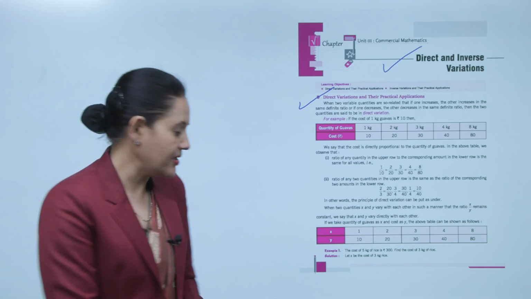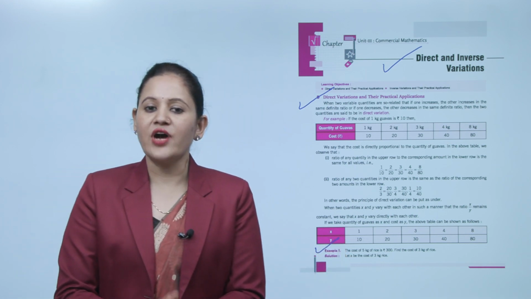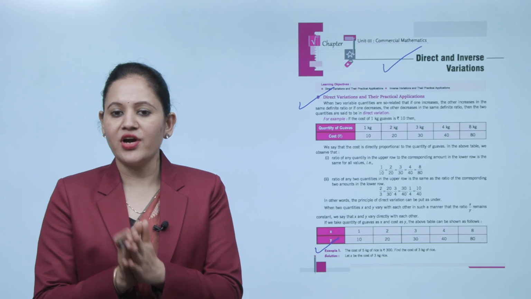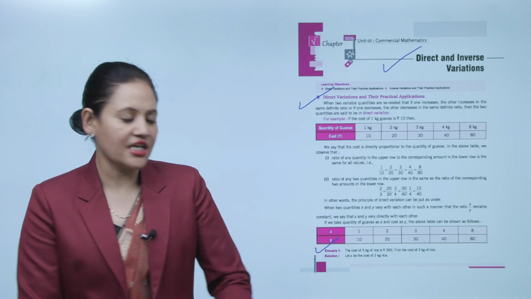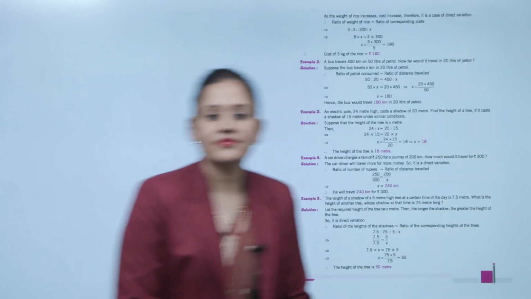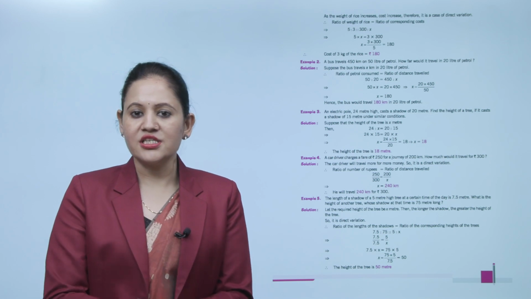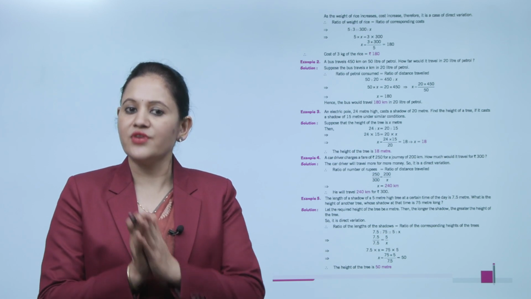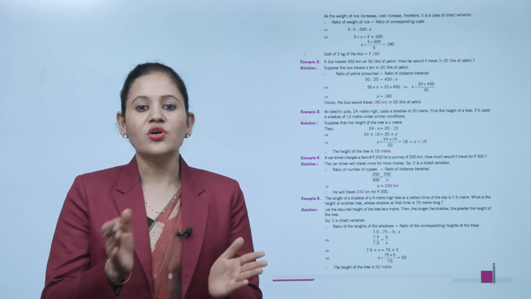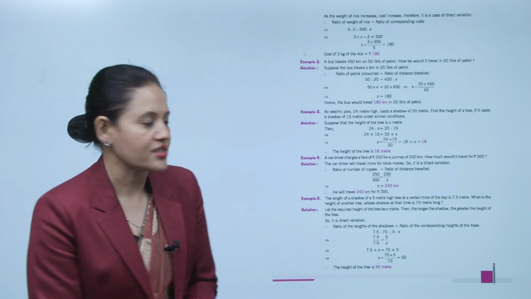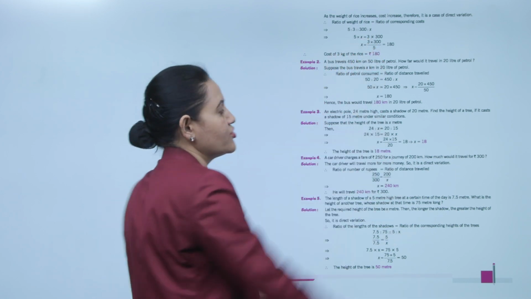Now we'll take an example. The cost of 5 kg rice is rupees 300. Find the cost of 3 kg rice. Let x be the cost of 3 kg rice. As the weight of rice increases, the cost increases. Therefore, it is the case of direct variation. So the ratio of weight of rice equals the ratio of the corresponding cost. So 5 ratio 3 is proportional to 300 ratio x.